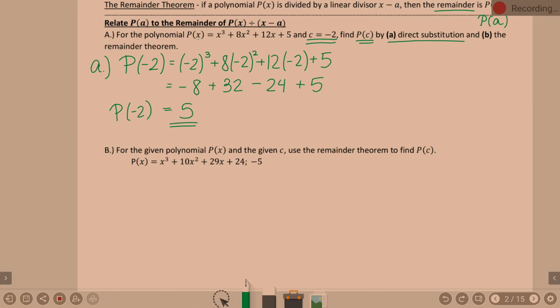Now, that was by direct substitution. That wasn't horrible, was it? Other than maybe you get bigger numbers, maybe you have to grab the calculator out, right? Okay, so that's a way to find the remainder. Now, part B talks about the remainder theorem. And when I'm going to talk about the remainder theorem here, I'm going to talk about doing not long division, synthetic division.